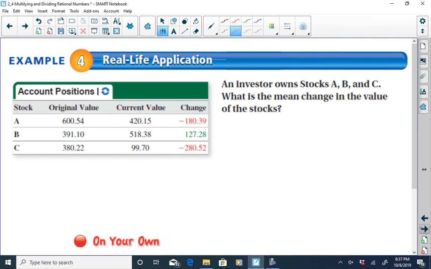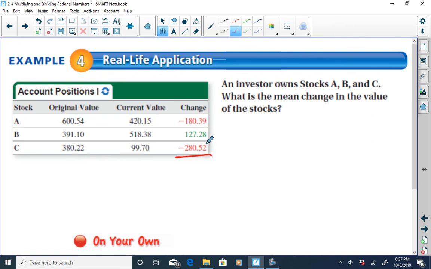Alright, let's look at our next example. We're given a word problem. It says that an investor owns stocks A, B, and C. What's the mean change in value of the stocks? To find the mean, we have to first find the sum, and then we divide by the number of terms. So we start by finding the sum here.